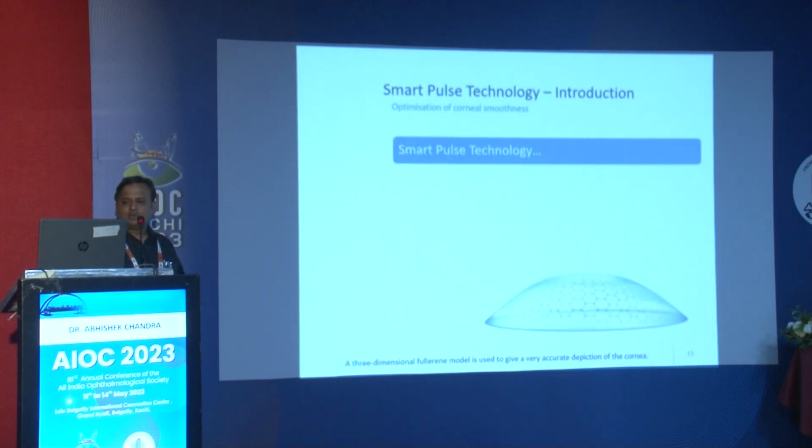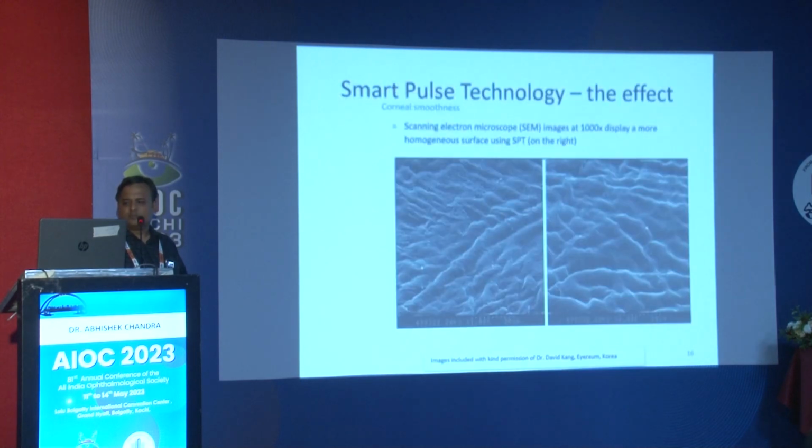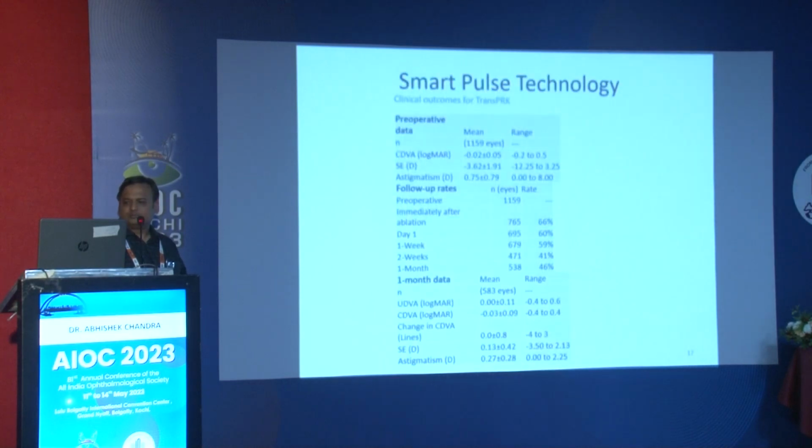So this is smart pulse technology, which enhances the short-term outcomes or the wow effect. It reduces the residual roughness, which is the most important feature. It improves the smoothness of the residual bed, and without compromising stability or long-term outcomes, including aberrations in the refractive patients. So this is an electron microscopy. On the right-hand side, you can see that the surface is smoother as compared to a conventional laser.